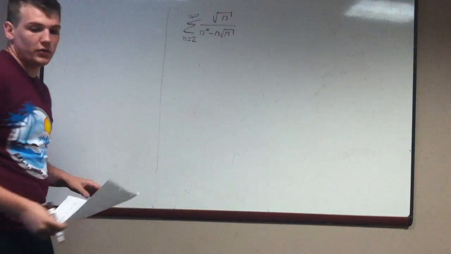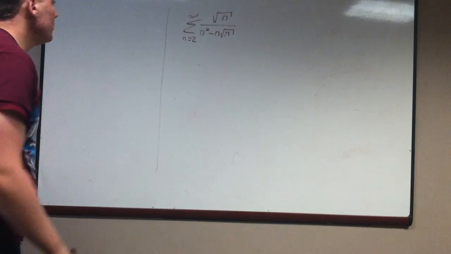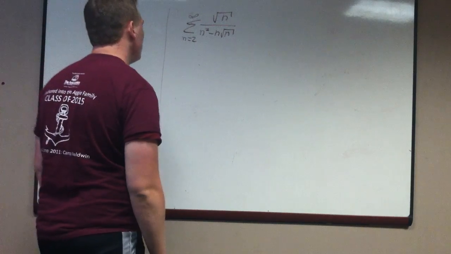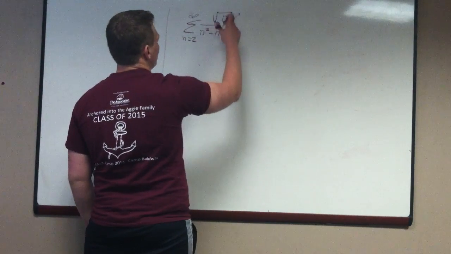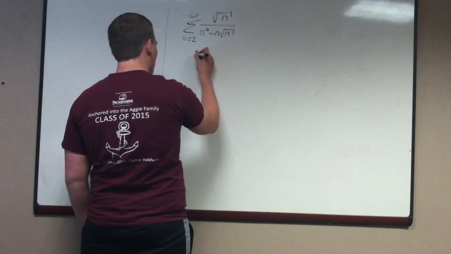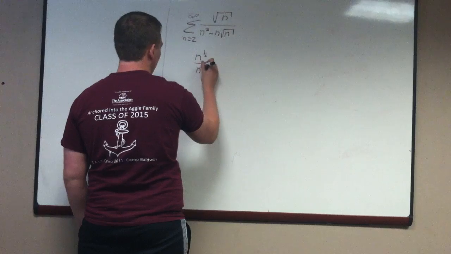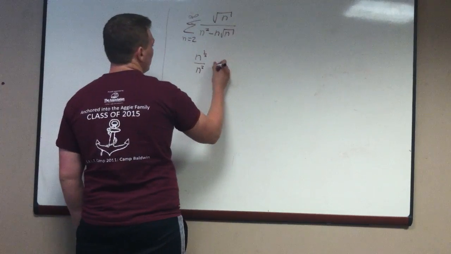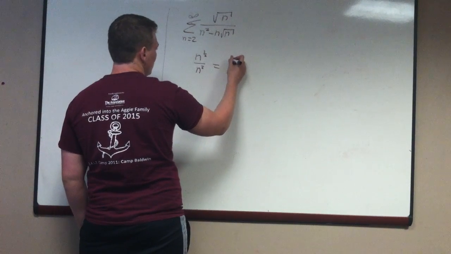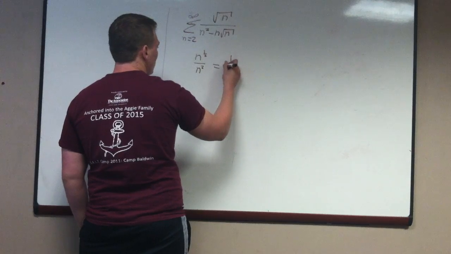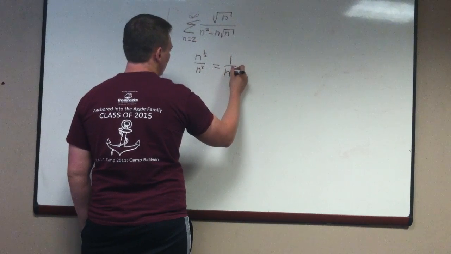Alright, so the big thing that we want to do first with a limit comparison is look at what the highest power of x is in the numerator and denominator. So the highest power in the numerator is n to the 1/2, and the highest power in the denominator is n squared. What we do is we now solve for this. So that's 1 over n to the 3/2.